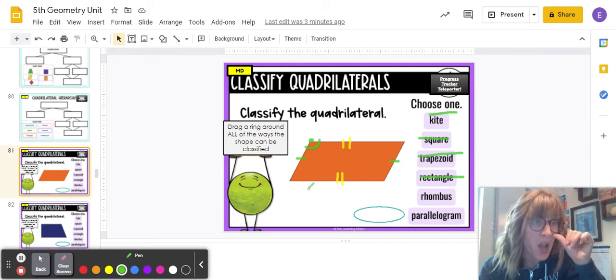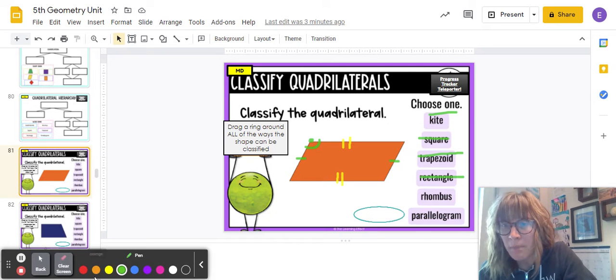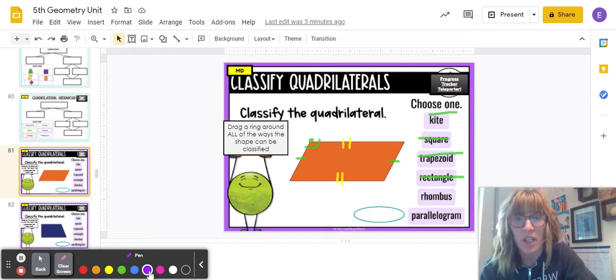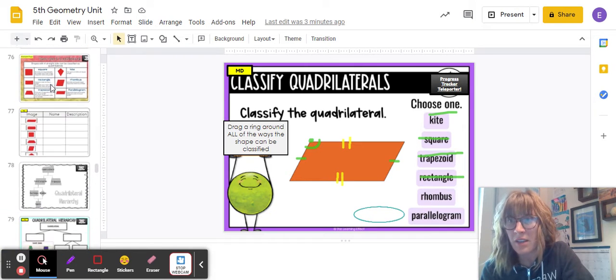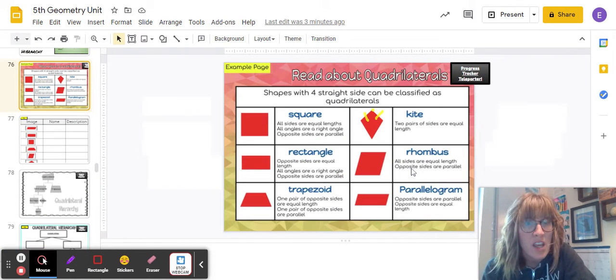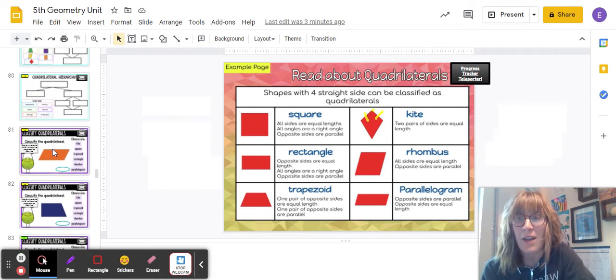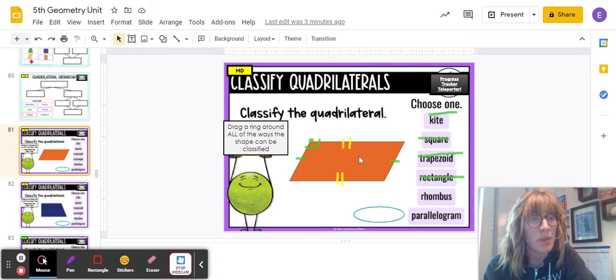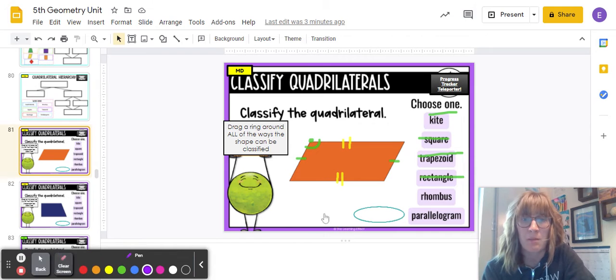A rhombus. Let's get a different color. A rhombus has to have all of their sides being the same length. Let's go look at our notes. So a rhombus has all sides that are the same length, equal length, and opposite sides that are parallel. So we're halfway there. We've got opposite sides being parallel, but they're not all the same length. So it can't be a rhombus.